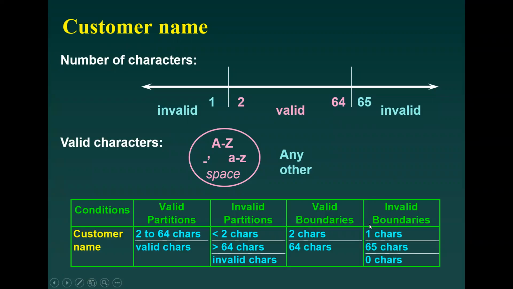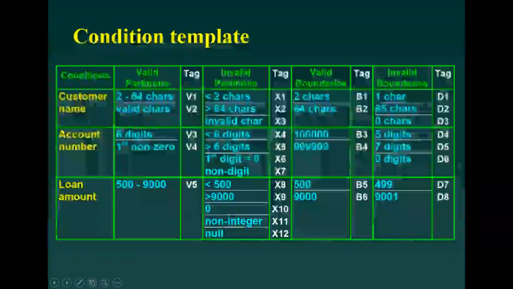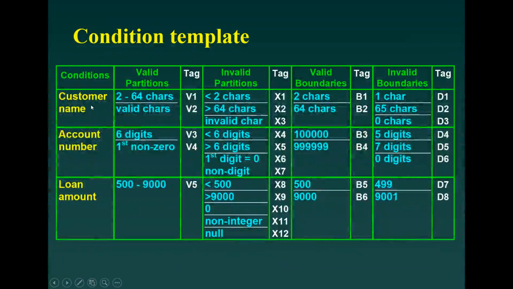But if you set 0 characters, that's going to throw the error. Okay. So after that, we have some condition templates here. Don't worry about this. The template would be different for each and every test case when we are talking about ranges, when we are trying to implement equivalence partitioning and boundary value analysis.